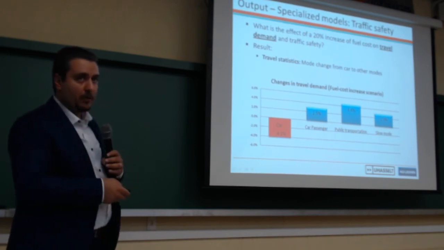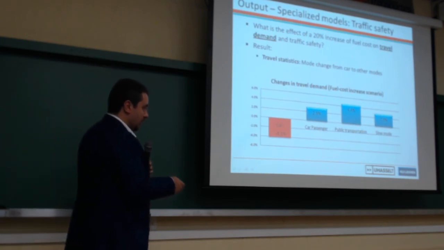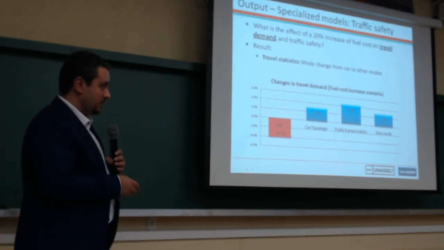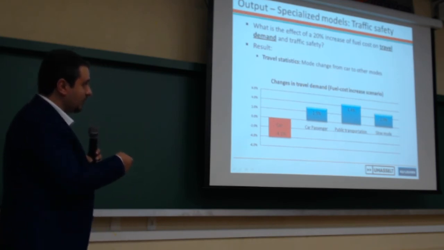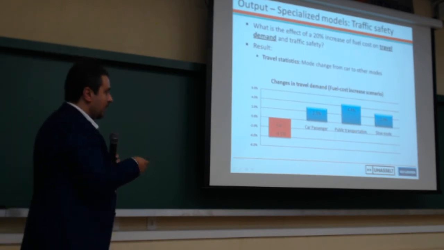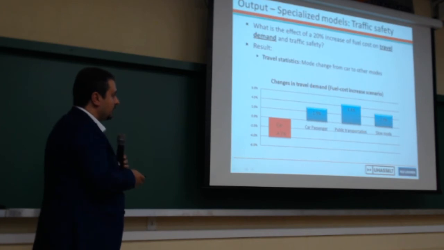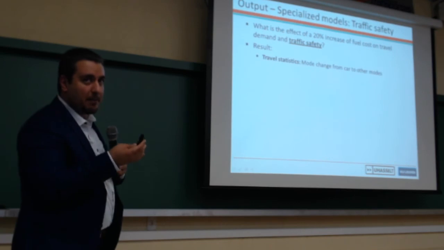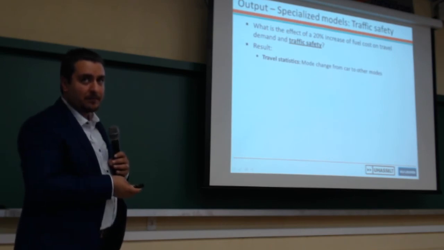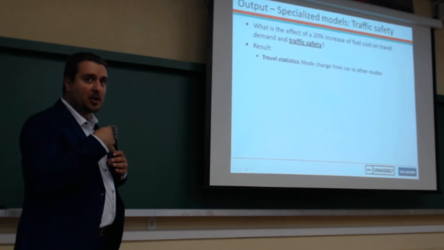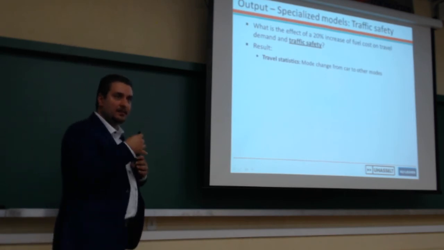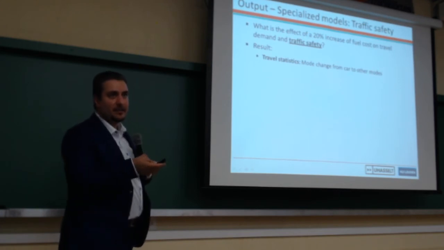There will be more people who are inclined to use public transportation or to walk or bike for shorter distances. So this is how the situation looks when we impose a 20% increase in fuel cost. What would you expect the impact to be on traffic safety? Basically there are fewer car trips, so we expect fewer car accidents, right?